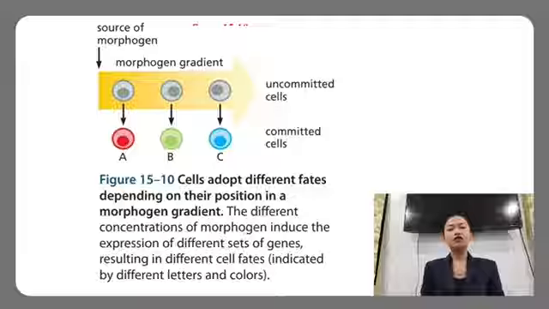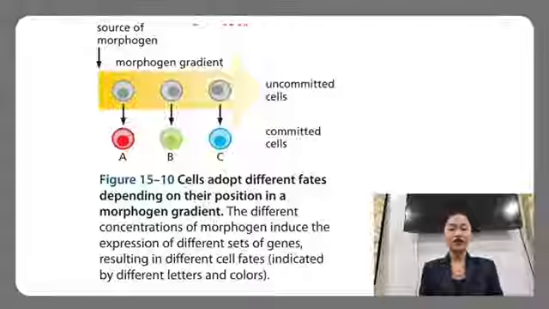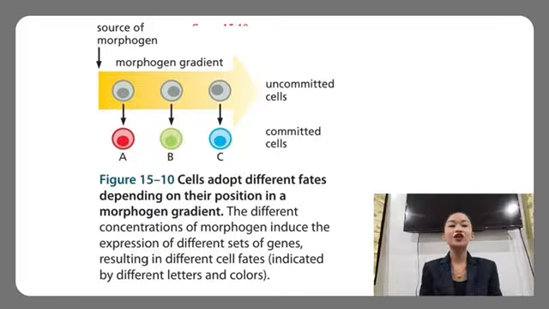But first of all, we need to understand what is morphogen. A morphogen comes from the Greek word morphe, which means form, and gen, which means generate. In other words, a morphogen is a signaling molecule that controls how cells develop into different types during growth.